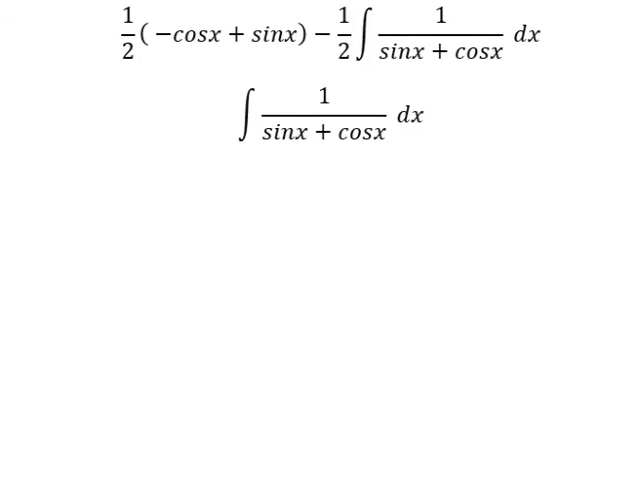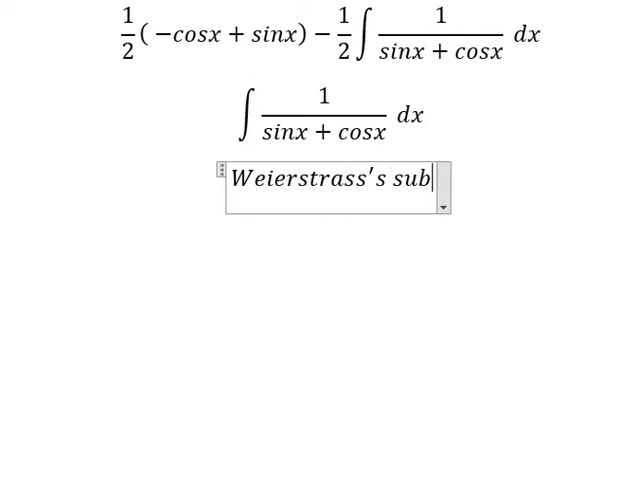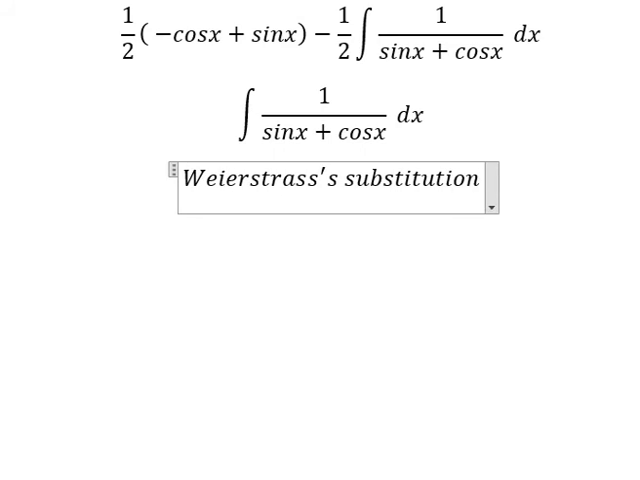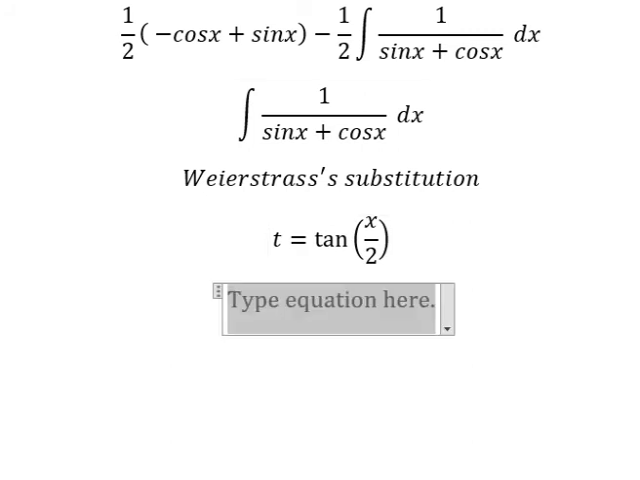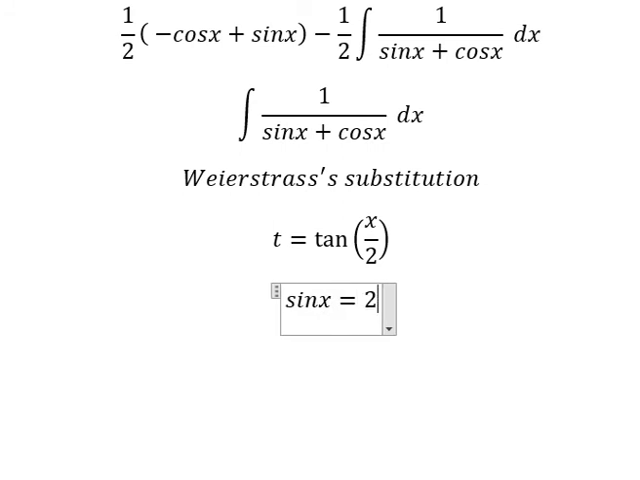So, we can use about substitution. So I will put about t equal to tan of x over 2. So this one we have sin x equal to 2t over 1 plus t squared.